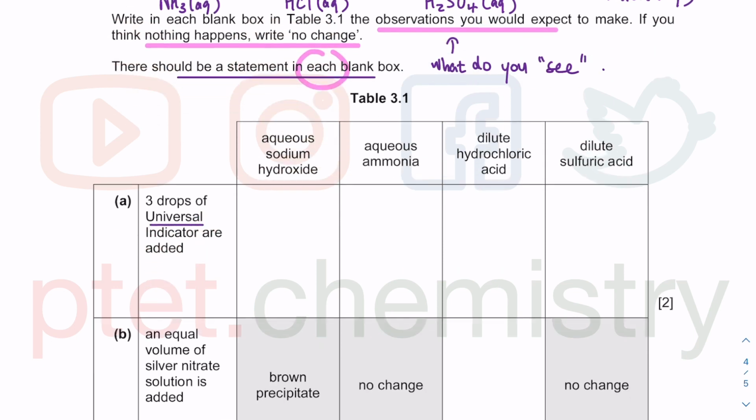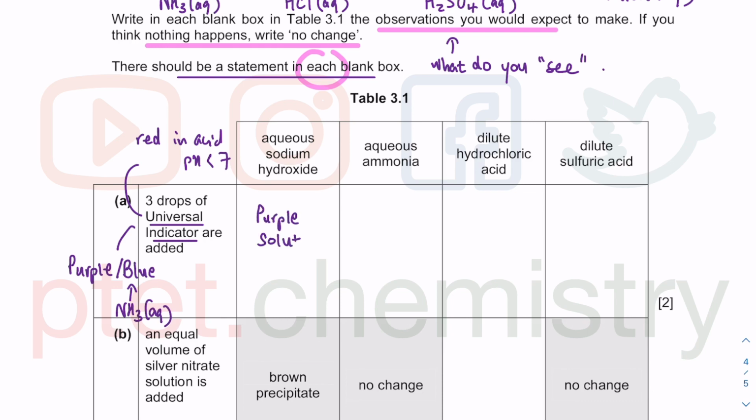So universal indicator is used to test for acid and alkali. It will be red in acid, so that means the pH is less than 7. It will be purple or blue if it is alkaline. But this is NH3 aqueous, so it will be blue there. Aqueous sodium hydroxide should go purple, so a purple solution is formed, a much darker shade of blue essentially. It's a result of the different pH values of the solutions. Ammonia is around pH 11 or pH 10. This is around pH 14, the most basic solution compared to ammonia.